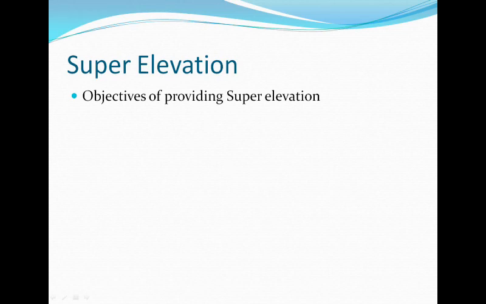Next we will move on to our next type of derivation, which will give the relationship between the super elevation, the gauge, and the speed and the radius of the curve. We have to look upon the relationship between super elevation, gauge, speed, and radius of the curve. There is a derivation regarding this. In the next slide we will look upon this derivation.